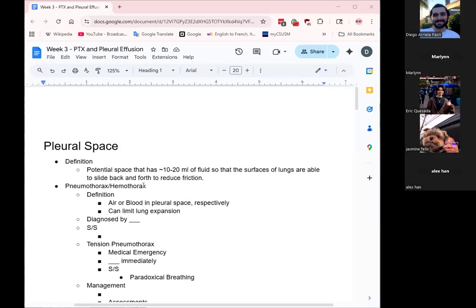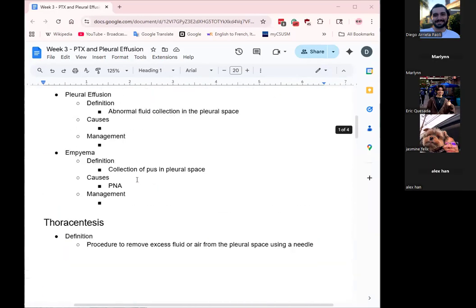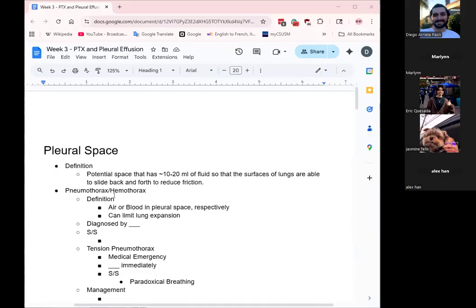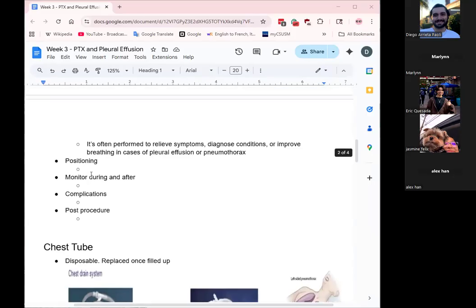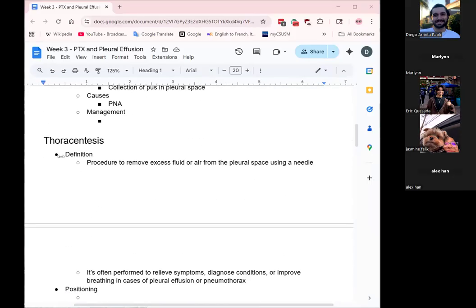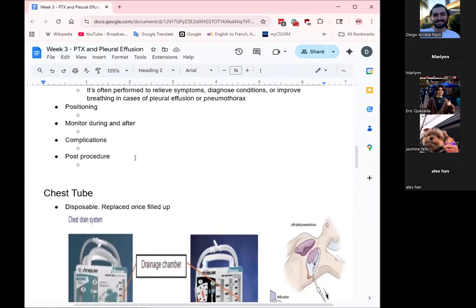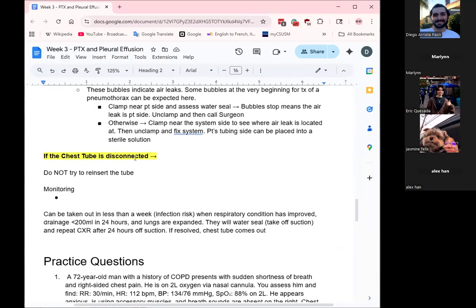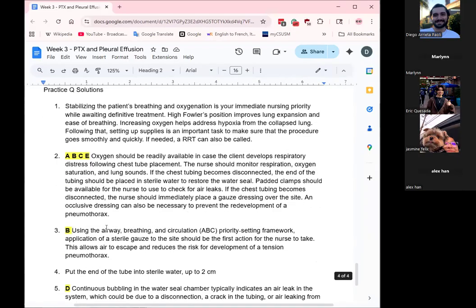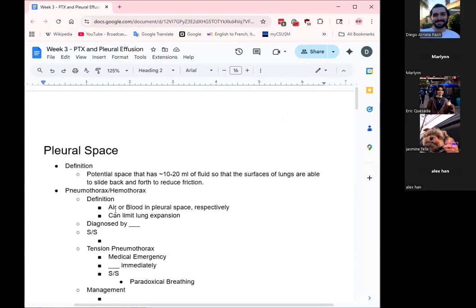Okay. So in general, I have this little thing on pleural space. On one of the procedures that is done, I have this section on chest tube, because chest tube can be confusing for a lot of people. And then I also have some practice questions. I think it's a few practice questions to go along with it.